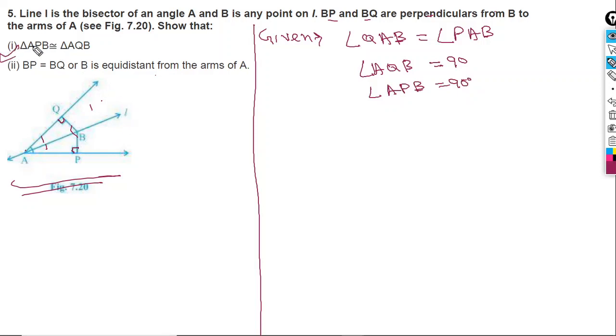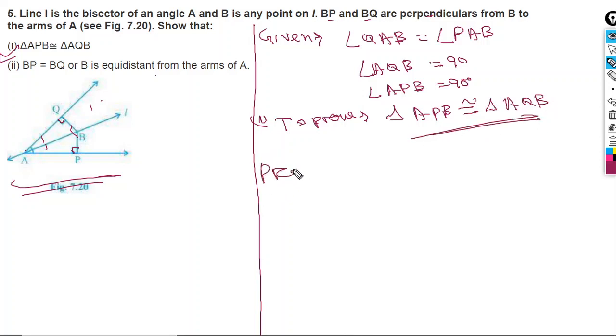So, to prove: triangle APB is congruent to triangle AQB. This is what we have to prove. Now we'll move to the proof section. Very short proof it is. In triangle APB and triangle AQB, in between these two triangles.